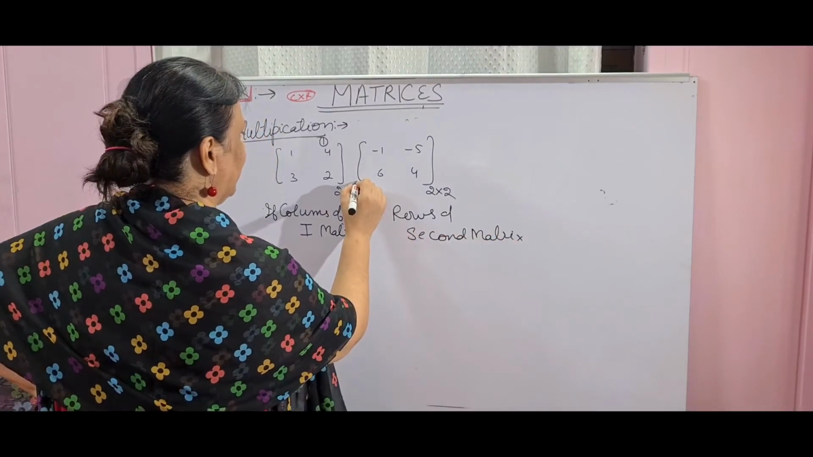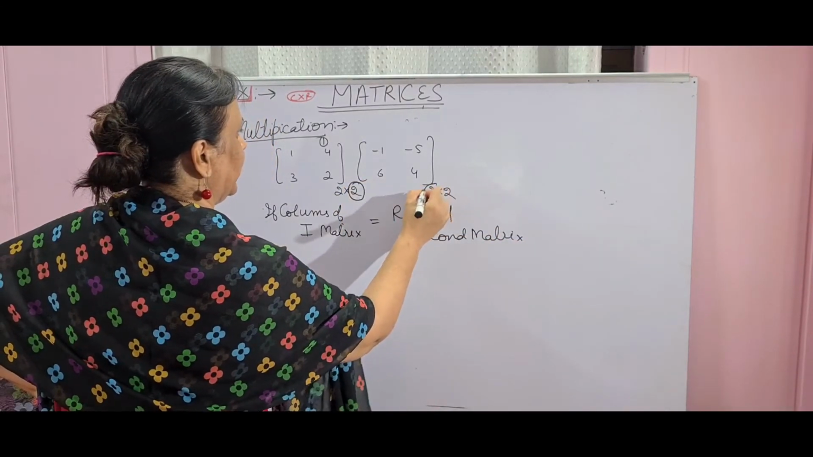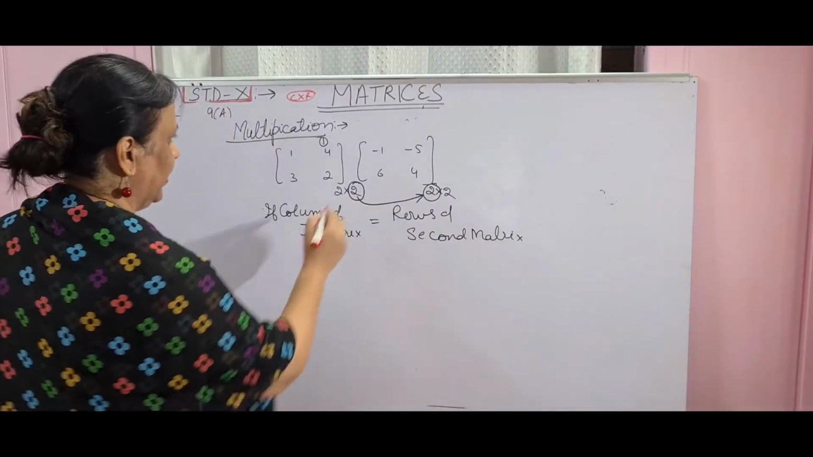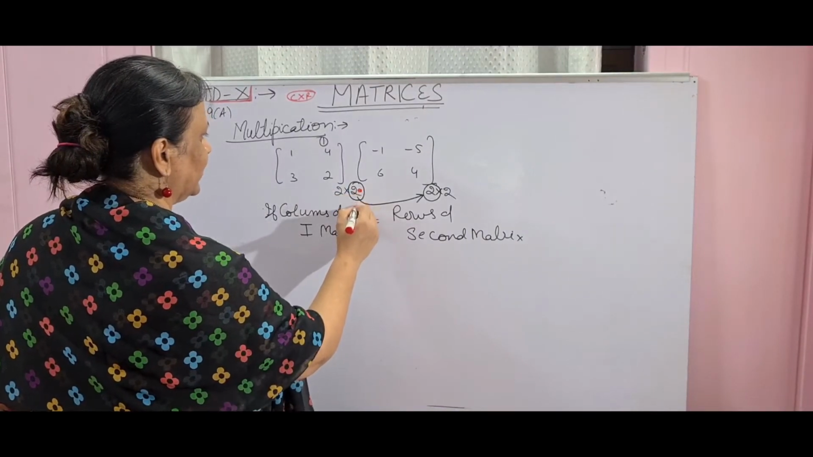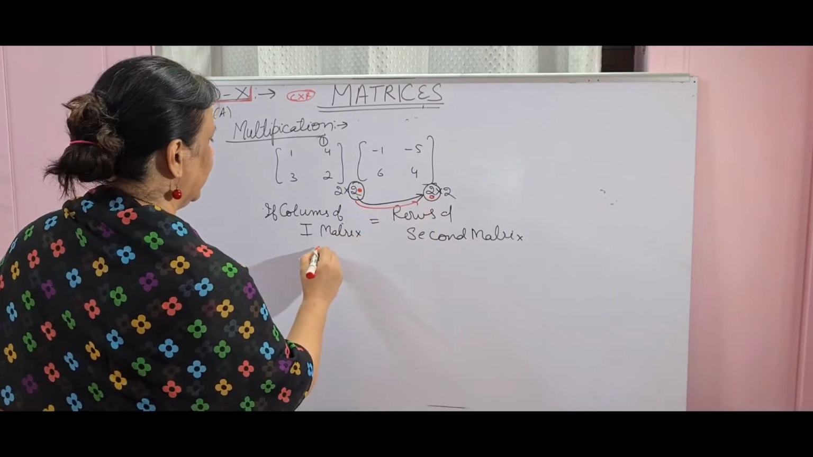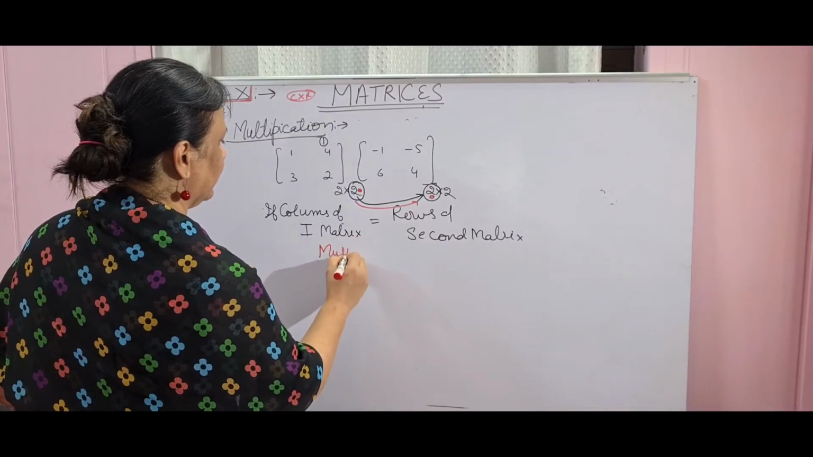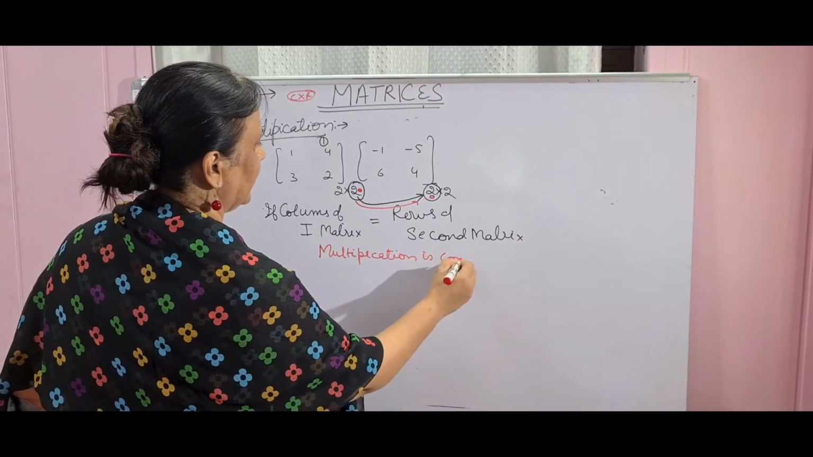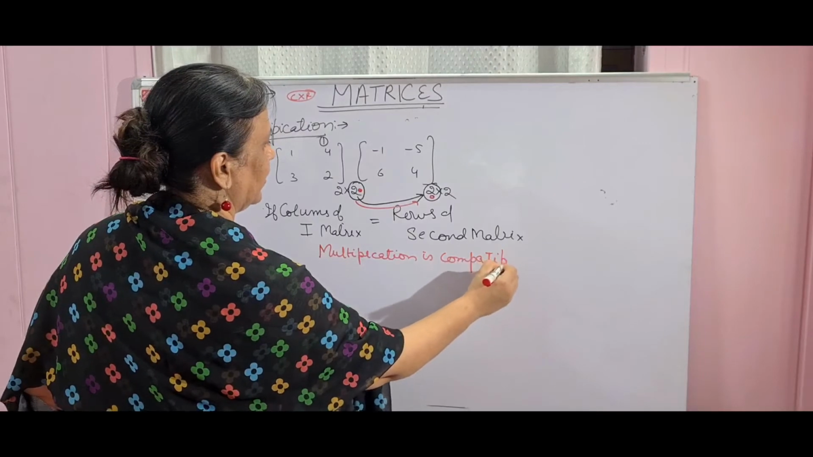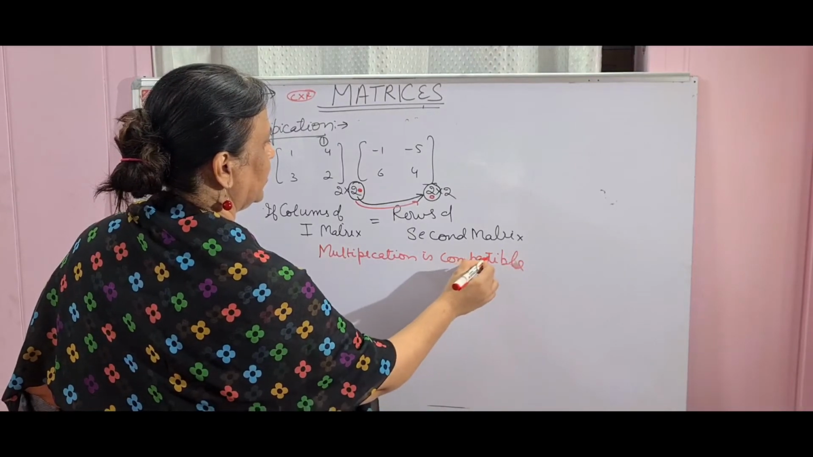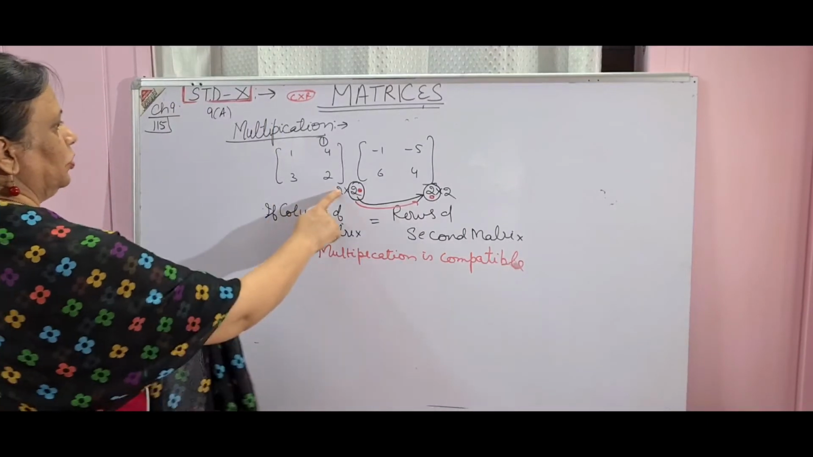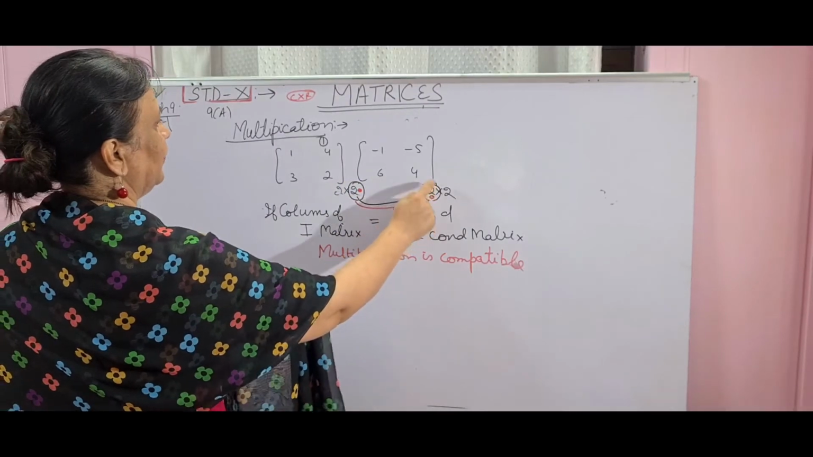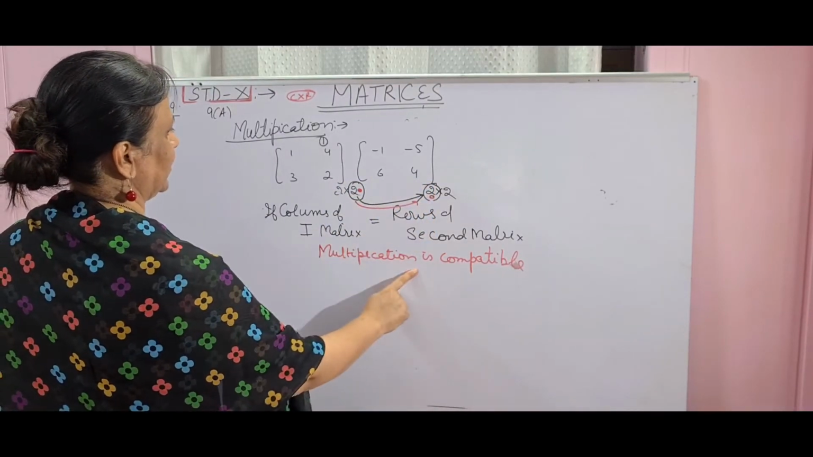If they are equal, you can mark it with a circle, 2 and 2. Columns of the first matrix is equal to rows of the second matrix. I am putting it with a red pen also. Multiplication is compatible. Again, this rule carries 1 mark. Multiplication is compatible. This rule again carries 2 marks. See, 2 into 2, 2 into 2, the number of columns of the first matrix is equal to the number of rows of the second matrix, so multiplication is compatible.